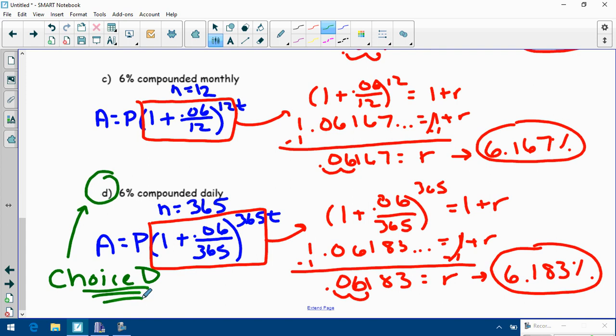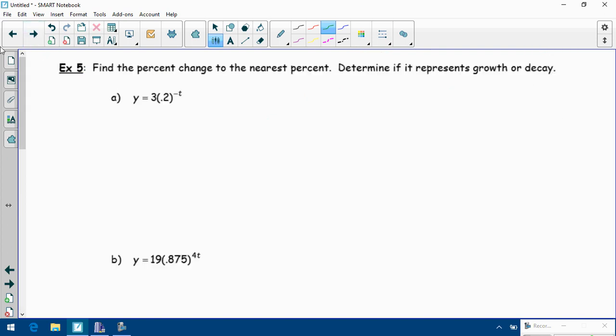Okay, great. Let's go to this last page. If we were in class right now, I would have you try these on your own for a couple minutes and see if you're getting the right answer. Find the percent change to the nearest percent, determine if it's growth or decay. So why don't you pause the video and try these on your own, and then play the video and I'll talk you through it and you can see if you got it or not. So go ahead, hit pause right now.